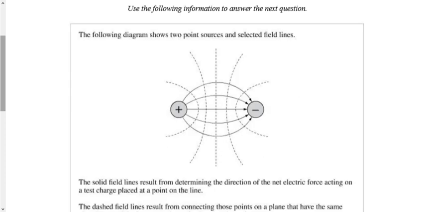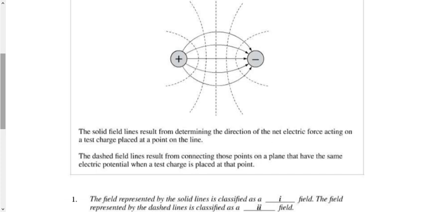Does that make sense? Okay, it's representing the force on a charged particle in between there. Okay, those are electric field lines. And notice those have arrows on the end of them. These other lines, these dashed lines, represent or result from connecting those points on a plane that have the same electric potential or voltage when a test charge is placed at that point.